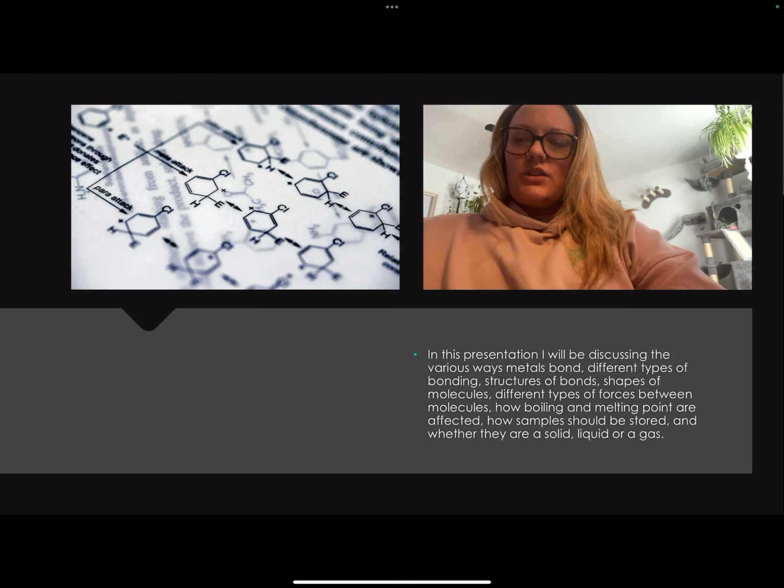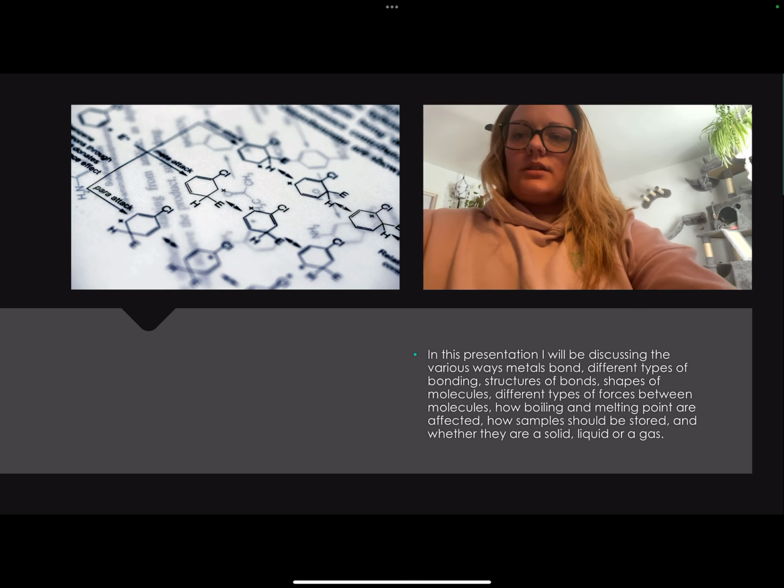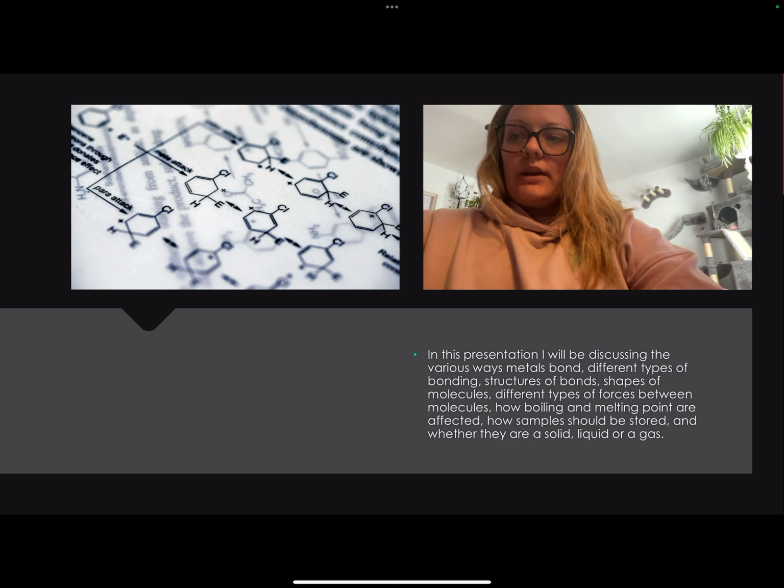In this presentation, I will be discussing the various ways metals bond, the different types of bonding, the structures of the bonds, the shapes of the molecules, the different types of forces between the molecules, how boiling and melting points are affected, and how samples should be stored, as well as if they are a solid, liquid or a gas.